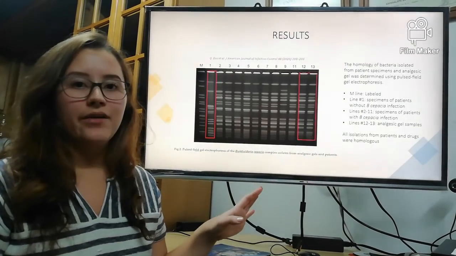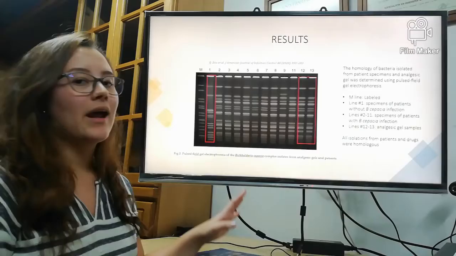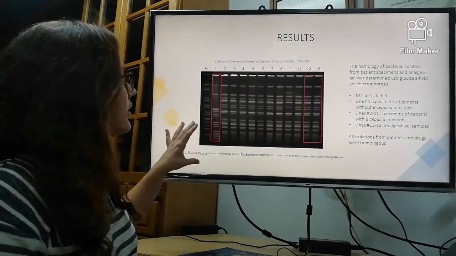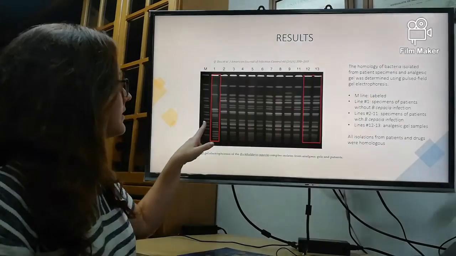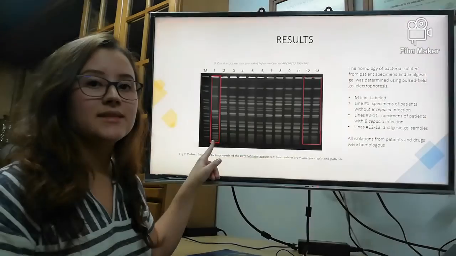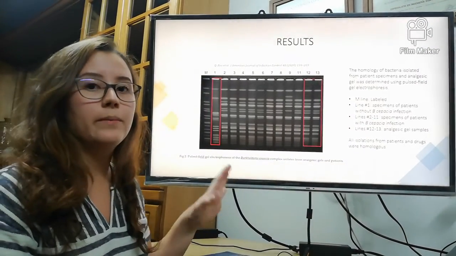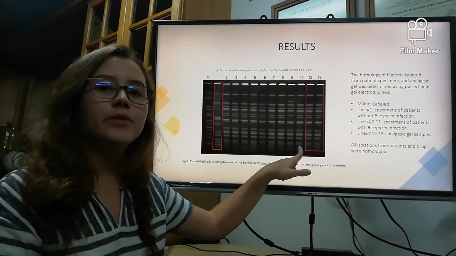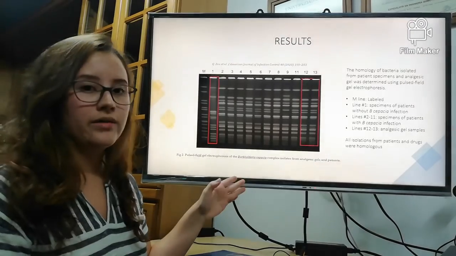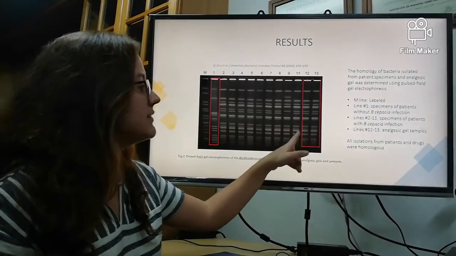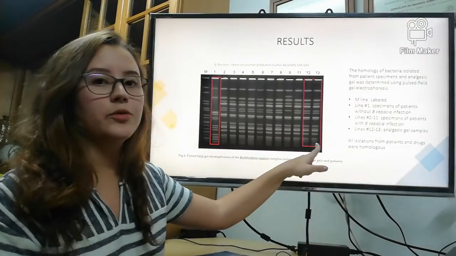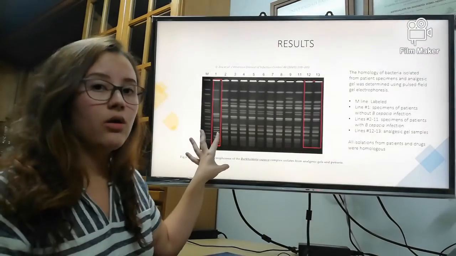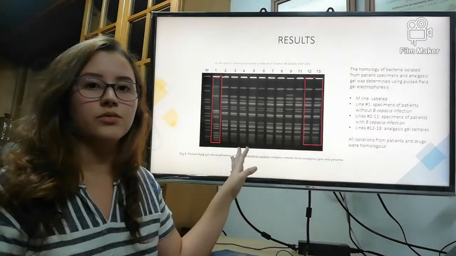The homology of bacteria isolated from patient specimens and analgesic gel was determined using pulsed-field gel electrophoresis. So here we can see that the M lane was labeled. Lane number 1 represents the specimens of patients without Burkholderia cepacia infections. Lanes number 2 to number 11 represent the specimens of patients with Burkholderia cepacia infections, and lanes number 12 and 13 represent the analgesic gel samples. With this, we can confirm that all isolates from patients and drug were homologous.